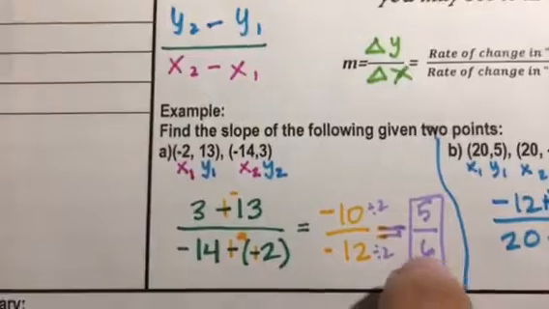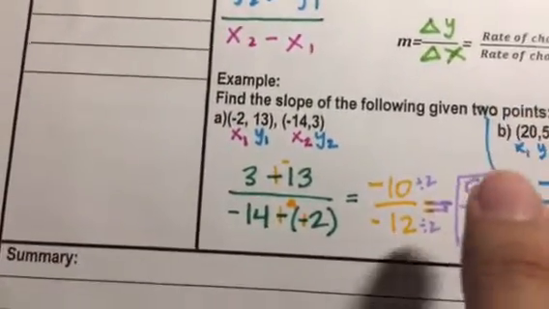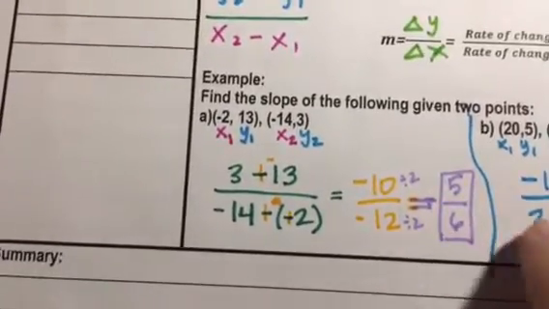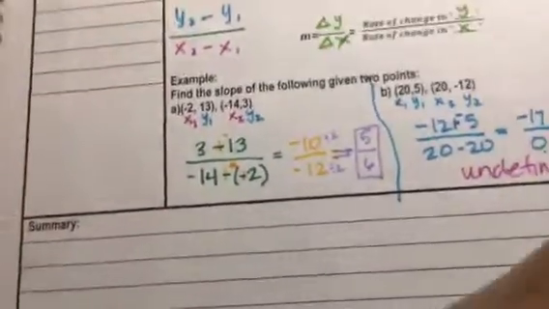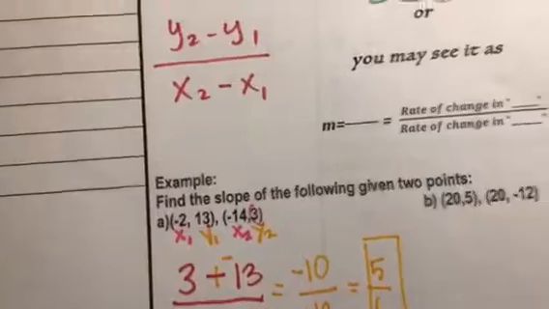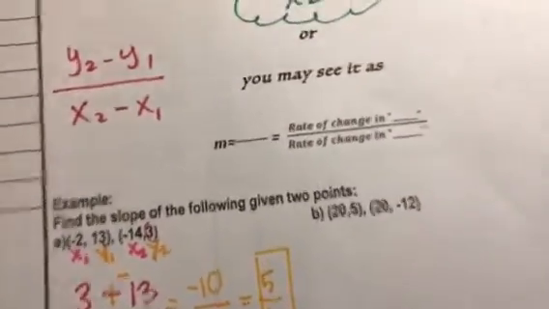And again, we already know when we're talking about slope, this is the rise. So if we were to graph this, we would go up 5 and then go to the right 6. Okay? Now I'm going to do the second one, but I'm actually going to write the second one down so that you guys are following me as I'm doing this one. Because this is a very special circumstance.